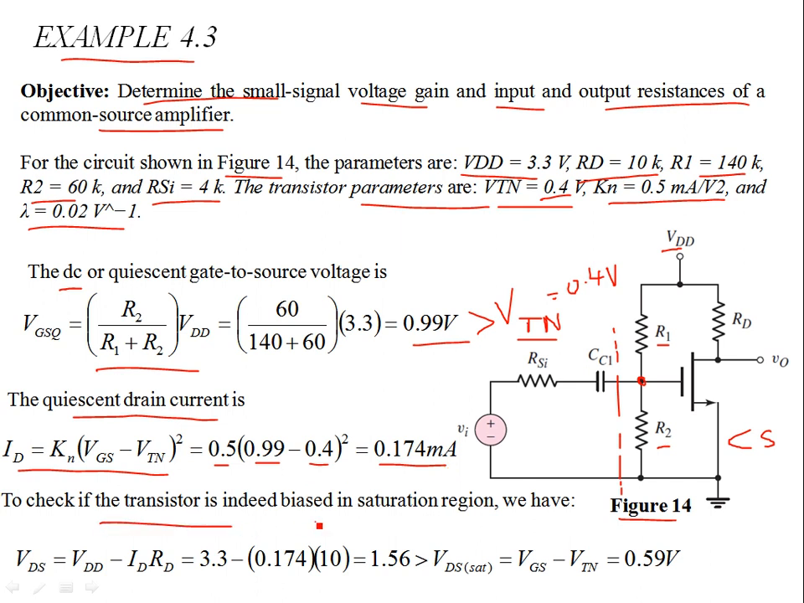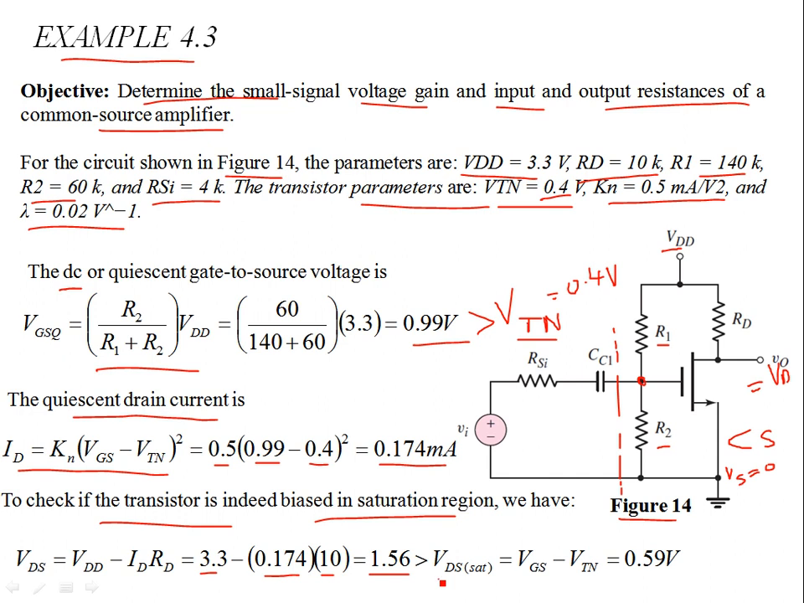To check if the transistor is indeed biased in the saturation region, you look at the output. If you apply KVL at the output, the source is at zero, so VS is zero. Basically, the DC output voltage is VD, so VDS is VD. It is given as VDD minus the drop across RD, VDD minus ID times RD. So 3.3 minus 0.174 times 10 gives you 1.56 volts as the DC output voltage.